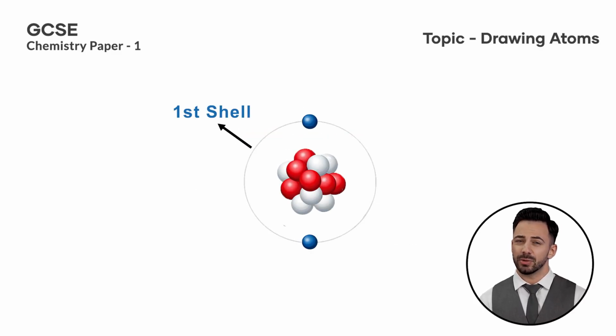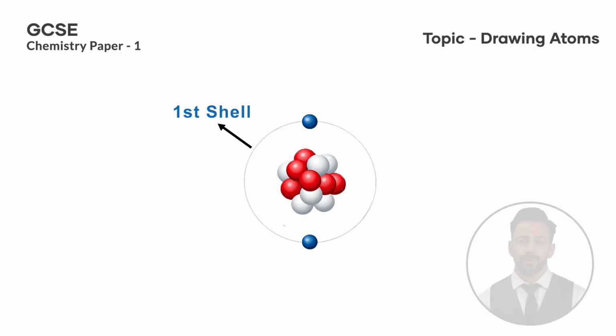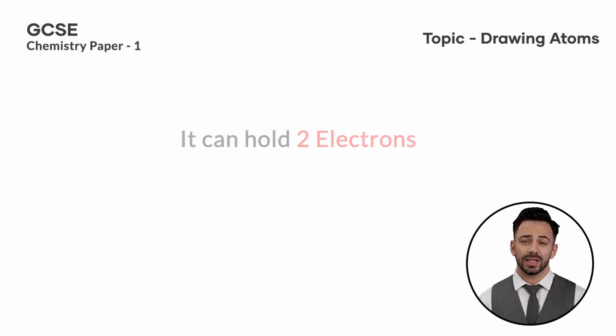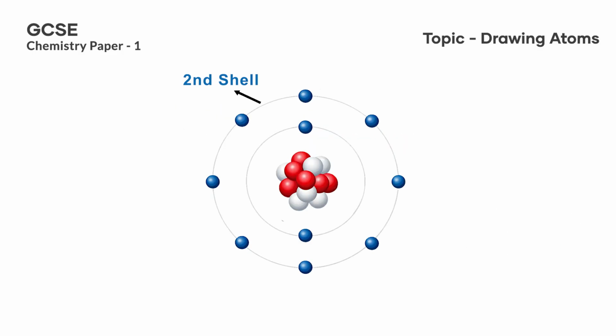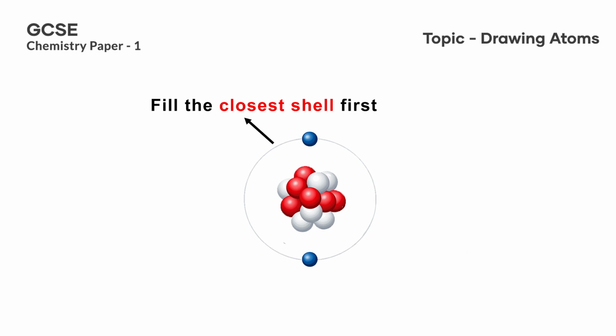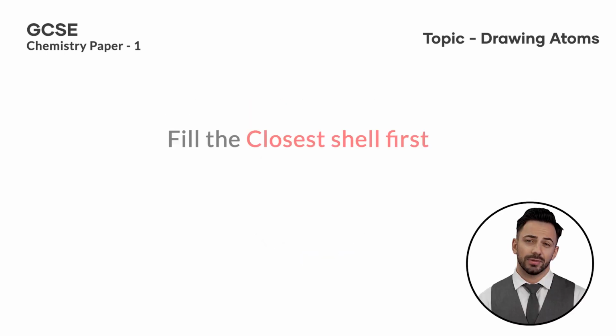Now let's move on to electron shells. What is the maximum number of electrons in the first shell? It can hold 2 electrons. And how many can the second shell hold? It can hold 8 electrons. So how do electrons fill the shells? They always fill the closest shell to the nucleus first.